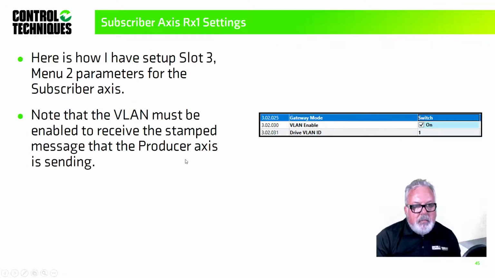All right. Now let's set up the receive link. But before we do that, I want to make sure that the settings in menu 2 are as shown here. In other words, I have to have the VLAN enabled because it's enabled on my transmit or my producer, and I have to have VLAN ID 1. So let's go look at that quickly.